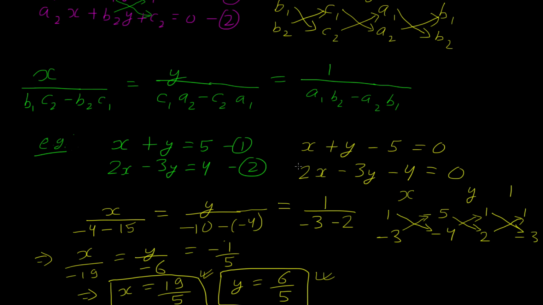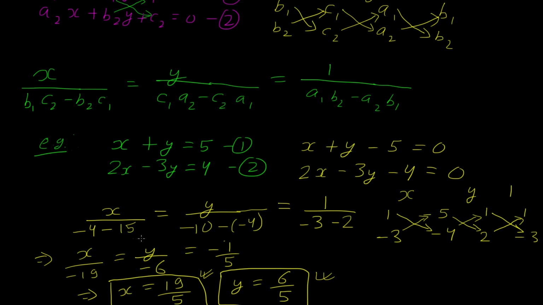Okay, so just a quick review. You start with x and then you take the next coefficients. So you take b1 multiplied by c2, minus this multiplied by this. Then you take y, you start from here, you take this coefficient multiplied by this one minus this multiplied by this, and in the end you have 1 divided by a1 b2 minus a2 b1. So it goes crisscross.